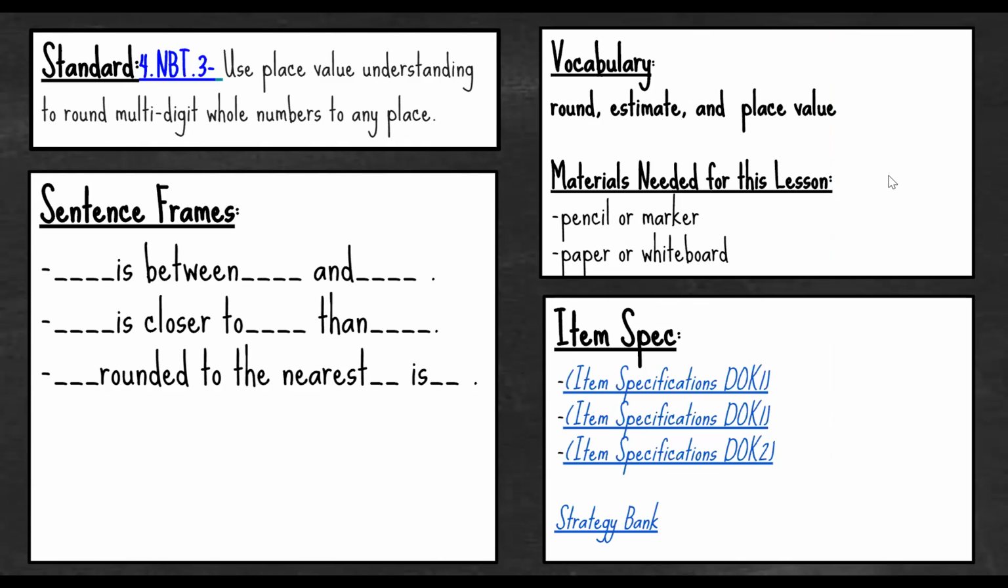All right, okay. So our sentence frames for today that we're going to be focusing on as we're collaborating with our teams or groups are: blank is between blank and blank. Blank is closer to blank than blank. And then blank rounded to the nearest blank is blank, okay?